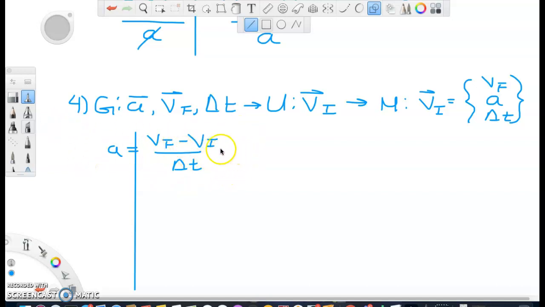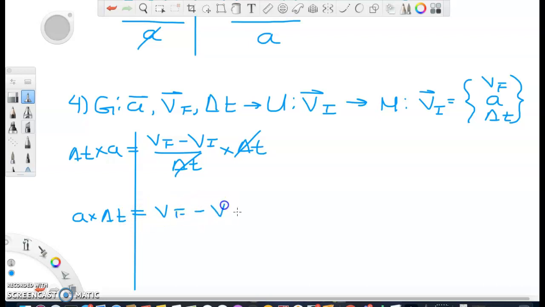So again, the first step here is that I am going to multiply by the delta t. Remember that by multiplying by the delta t on the right, I am essentially allowing us to cancel it out because it's delta t divided by delta t. And anytime you have a number or a variable divided by itself, they just cancel out. So that leaves us with this equation of a times delta t is equal to v final minus v initial. And now I want to solve for initial velocity.